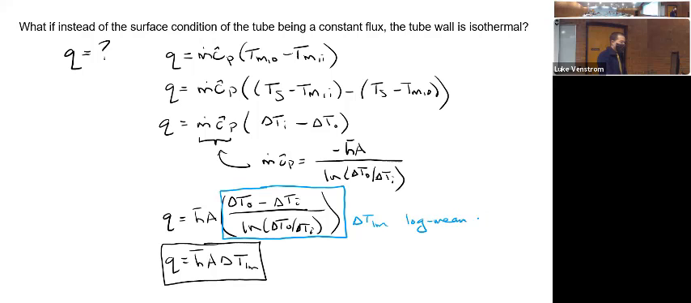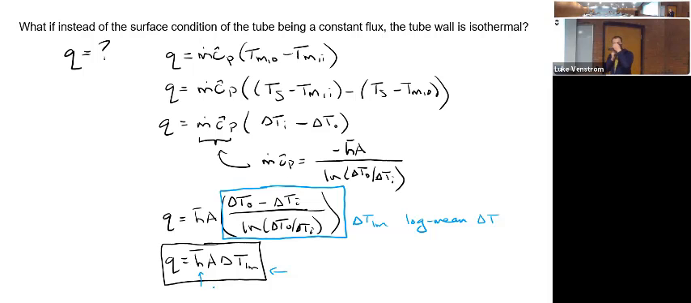So this is what the equation becomes, which you may have seen if you've been in Heat Power Lab, some of you have. You've seen this equation written this way. This thing here is called the log mean temperature difference. So this has a special name. We call it delta T_LM, the log mean temperature difference.